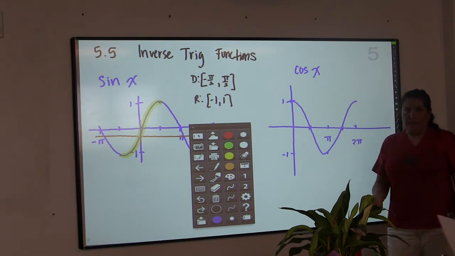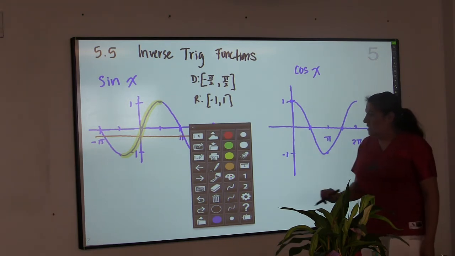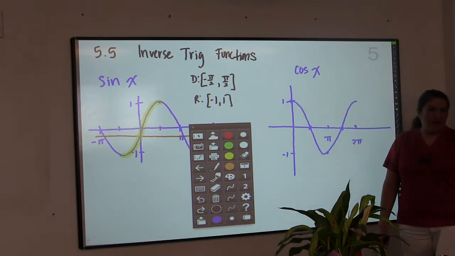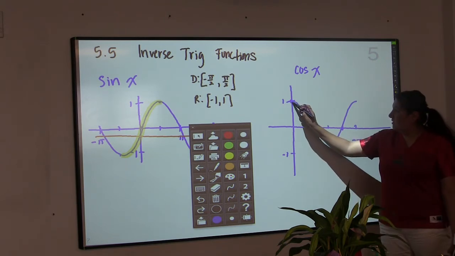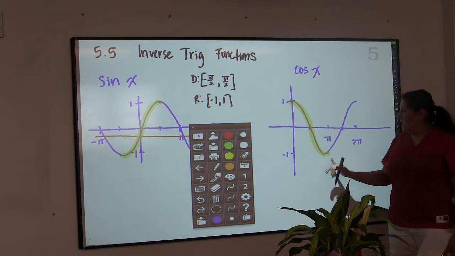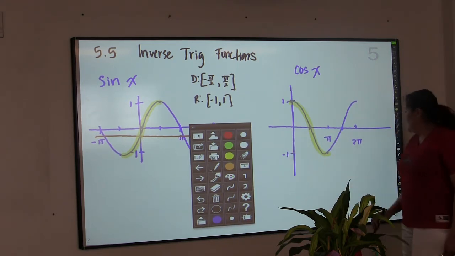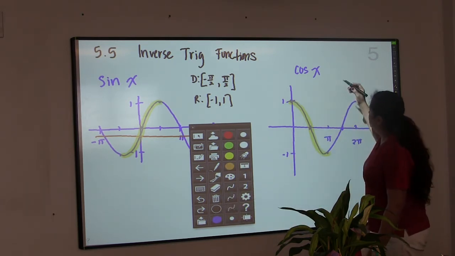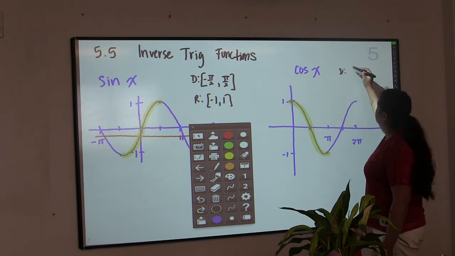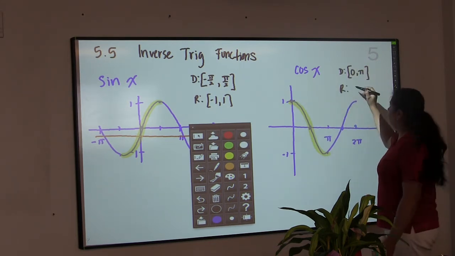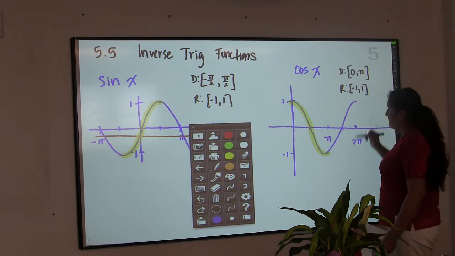Something like that. And again, it doesn't pass the horizontal line test. So we have to restrict the domain. But this time it's actually a lot easier. You don't have to go to negative because you have a nice little stretch right there. You're still going max to min, but in this case it starts at 0. So that's a nice starting point for us. So we're going to say that our domain for cosine is going to be 0 to pi. And the range is still, what is the range? Negative 1 to 1. Right?